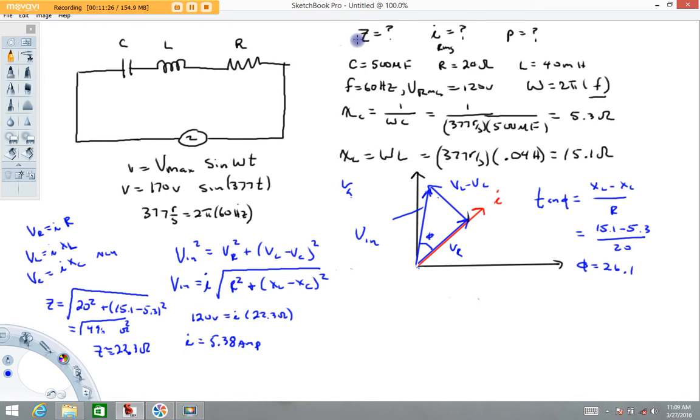All right, so we know the impedance now. We know the RMS current. I'm going to go ahead and calculate the power. So the power is current times voltage times the cosine of the phase angle here. Now, whenever you do power calculations, you always use RMS values. So that's going to be 5.38 amps times 120 volts times the cosine of 26.1 degrees. Okay, and I get about 580 watts out of this.